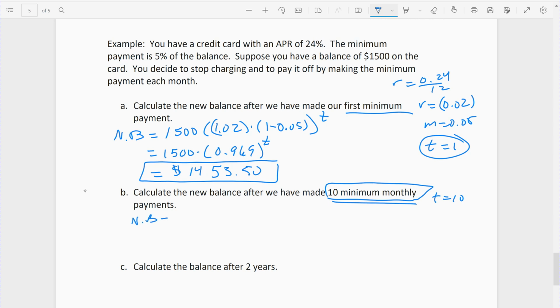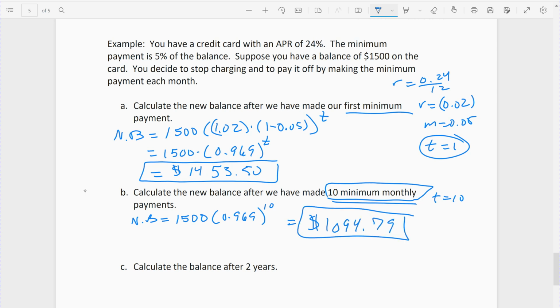My new balance is our 1,500 times 0.969 raised to the 10 comes to be, we still owe $1,094.79 if I round to the penny. So even after 10 months, we still owe over $1,000, which means we've only paid off a little bit more than $400.